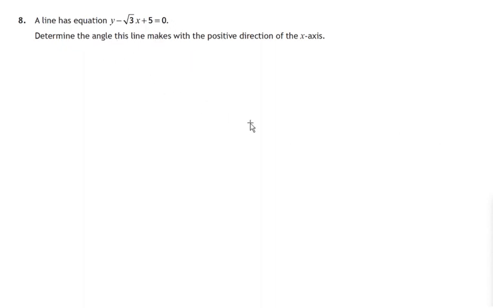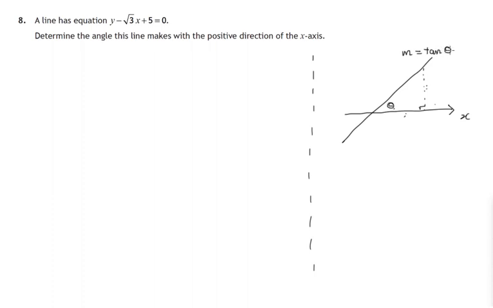We're given its equation and we're asked to determine the angle the line makes with the positive direction of the x-axis. So there's a basic result about lines crossing the x-axis. When they make an angle of theta, if you imagine a right angle triangle, the tangent of that angle is opposite over adjacent, and distance up divided by distance along. So the gradient of this line is actually the same as the tangent of the angle that it makes with the positive direction of the x-axis.